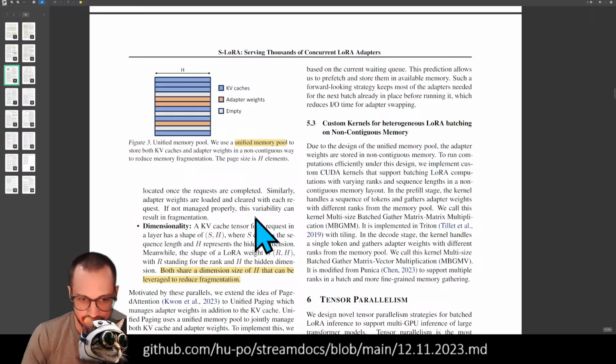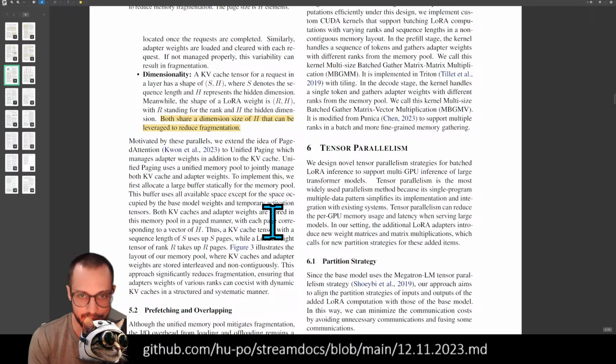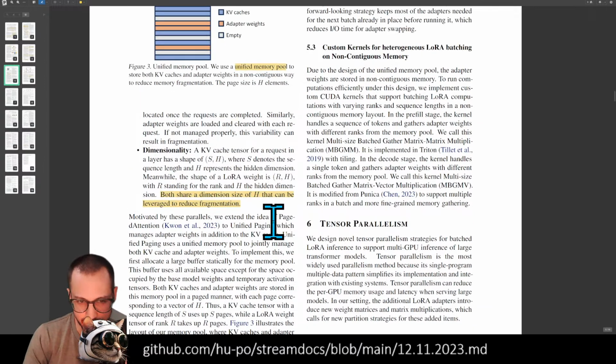Okay, and here is, I think, the most important part of this entire paper. I think this is what they realized, and from this grain of truth, they eventually came to this whole paper. Here's basically the TLDR. A KV cache tensor for a request in a layer has a shape of S by H, where S is the sequence length, which is the prompt. How many tokens is my prompt? And H represents the hidden dimension, which is the little vector that represents each token.